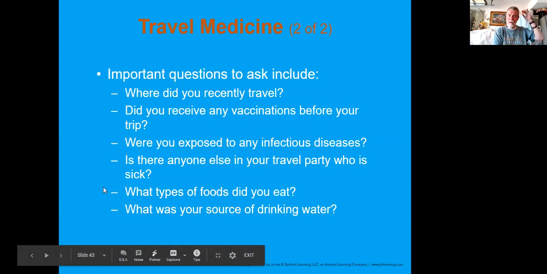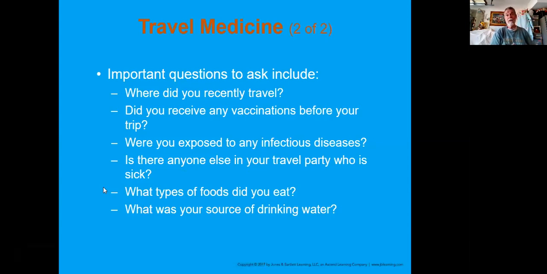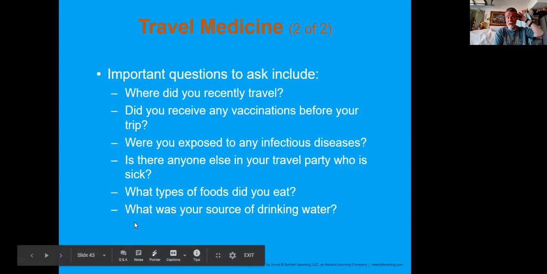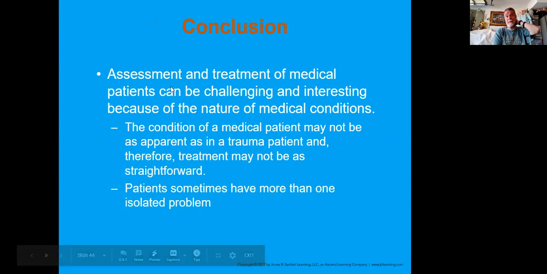Types of food. Hey, did you have any cobra fries or a bat sandwich? Okay, maybe this is something that's just a GI problem, or is it actually the virus? Did they drink some nasty water? And there's different bacteria that are generated from that.